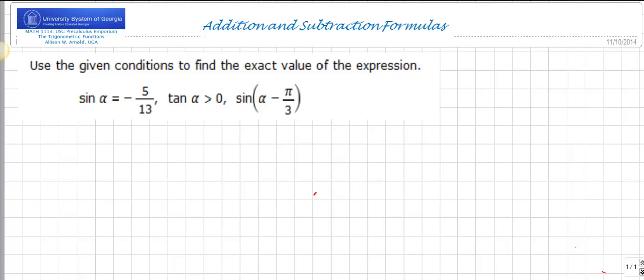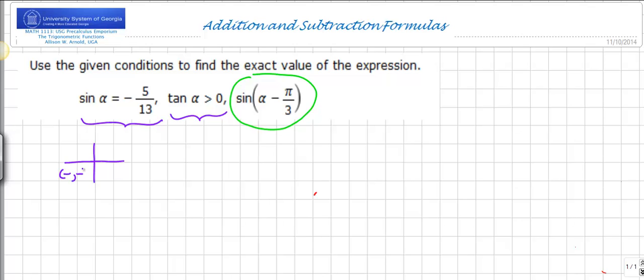Here's another question from your homework set. It says, find the exact value of sine of alpha minus pi over 3 if you are given sine of alpha is negative 5/13 and tangent of alpha is positive. Now, in order for sine to be negative and tangent to be positive, the angle alpha would need to be located in quadrant 3. So let's place it there in standard position.